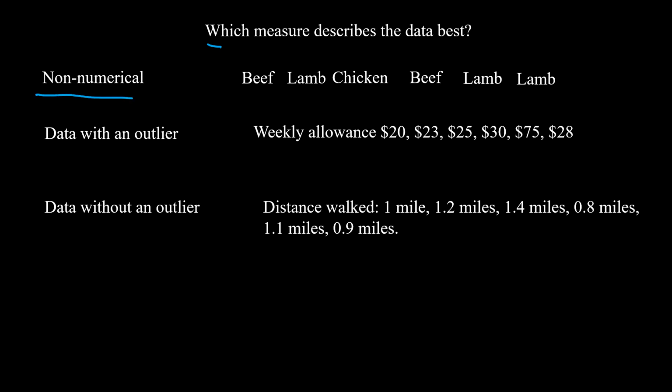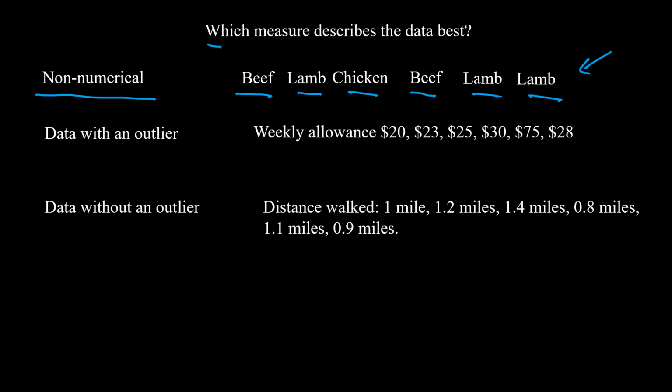If you have non-numerical data, for instance, you ask a group of family members, what's your favorite protein for dinner, right? Somebody says beef, another says lamb, the next person says chicken, the next person says beef, the next says lamb, another one says lamb. Now, you have all these data points, but if you say what's the median of this, doesn't really make sense, right? Median is middle number. What about the mean? The mean on average, again, we're talking about numbers. So this mean and median would not be the best way to describe this data.